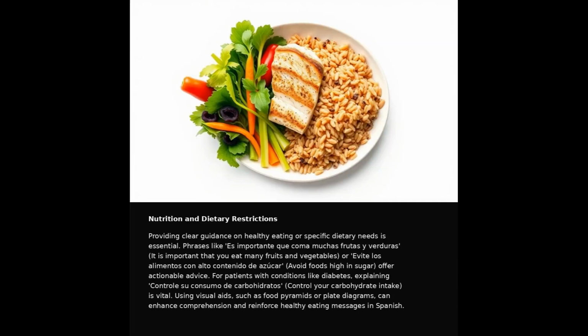Providing clear guidance on healthy eating or specific dietary needs is essential. Phrases like, es importante que coma muchas frutas y verduras, it is important that you eat many fruits and vegetables, or evite los alimentos con alto contenido de azúcar, avoid foods high in sugar, offer actionable advice. For patients with conditions like diabetes, explaining controle su consumo de carbohidratos, control your carbohydrate intake, is vital. Using visual aids, such as food pyramids or plate diagrams, can enhance comprehension and reinforce healthy eating messages in Spanish.